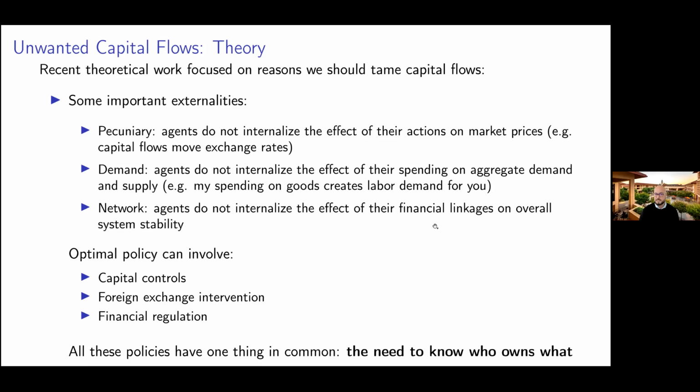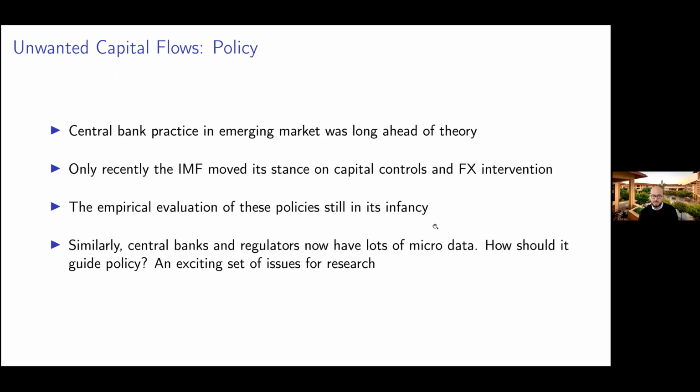They might have pecuniary externalities, where I don't internalize the effect of my actions on market prices. They might have to do with demand: I don't internalize the effect of my spending on aggregate demand. Or network: I don't internalize that the transactions I make, because everybody else is making similar transactions, have an effect on financial stability. The really common element of all this is you need to know who owns what. And while the theory literature has made important advances, very little has been done empirically. The evaluation of these policies is still in its infancy.